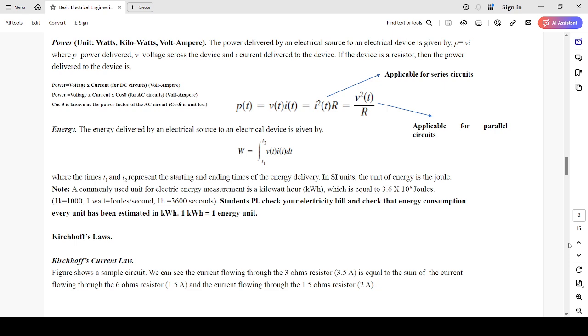If the device is a resistor, then the power delivered to the device is given by various equations applicable for DC and AC circuits. For DC circuits, the power is estimated simply by the product of voltage into current, whereas for AC circuits we have two different formulas: VI cos theta for single phase circuits, and for three phase circuits, root 3 VL IL cos theta, where cos theta is a very important parameter in electrical engineering. This is known as the power factor of the AC circuits.